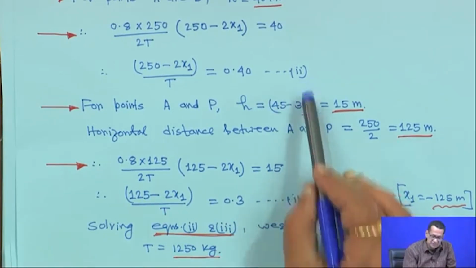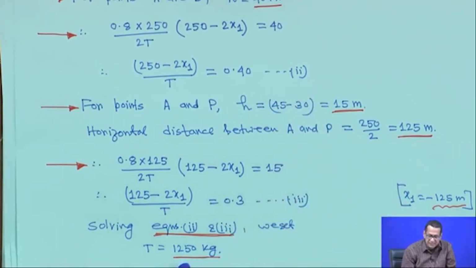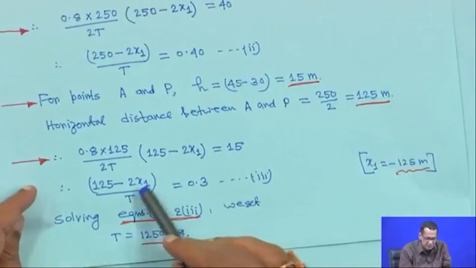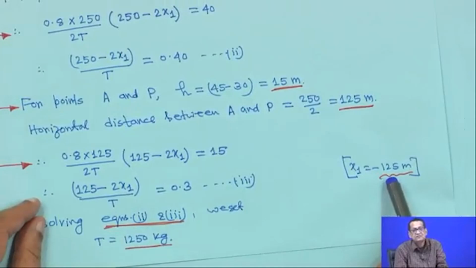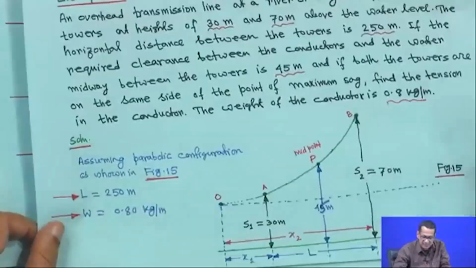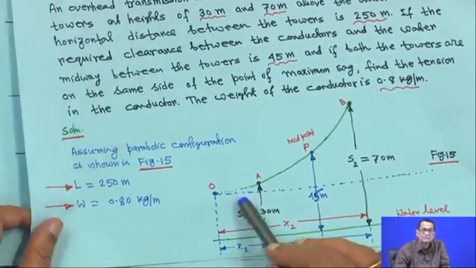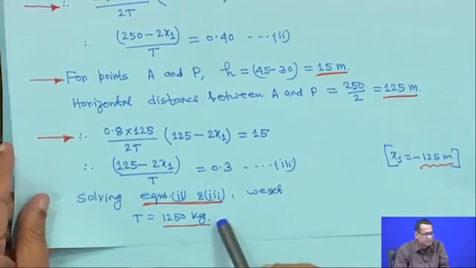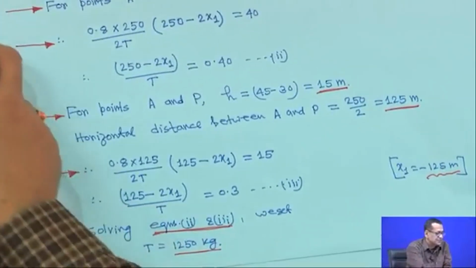If you solve equations 2 and 3, you will get T is equal to 1250 kg, and at the same time x1 comes out as minus 125 meter. That is why it is on the negative side. So, this is the tension.